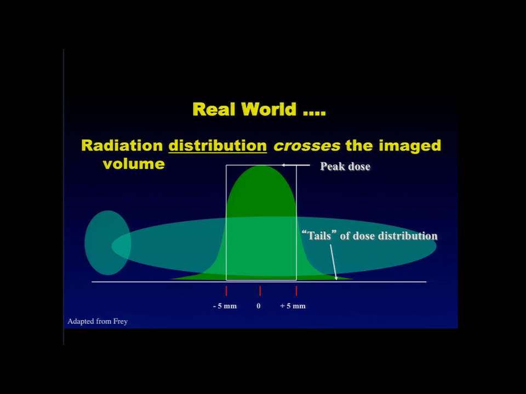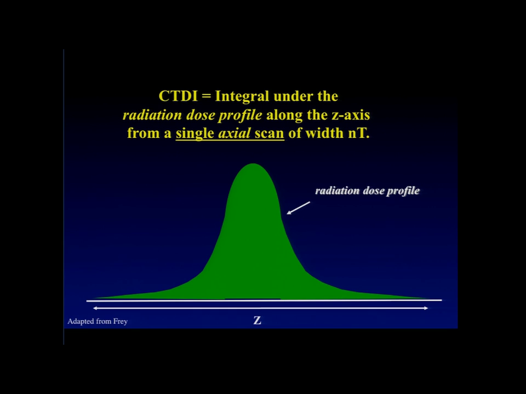So radiation distribution crosses the image volume. If I use a 10 millimeter beam width in the Z direction, more than 10 millimeters of patient tissue is going to receive some radiation. So we call that the dose profile. And fundamentally, what's CTDI? Well, CTDI is the integral under the radiation dose profile along the Z-axis. Integral is just a mathematical way of saying we're measuring the area underneath that profile.